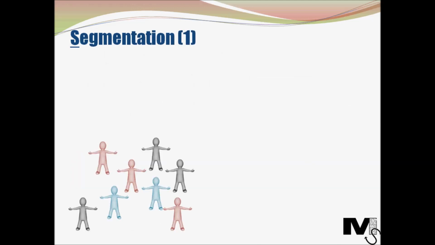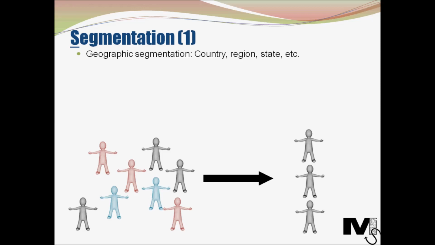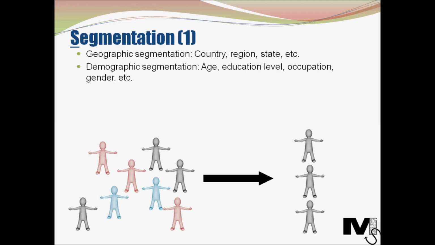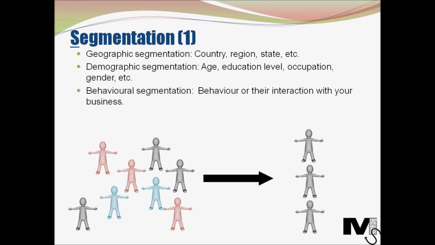Segmentation. Segmenting your marketing is essentially dividing your market into groups of people with common characteristics and needs. The main types or the basis of segmentation are geographic segmentation. This is simply dividing your audiences based on country, region, state, etc. Demographic segmentation. This is simply dividing your audiences based on factors like age, education level, occupation, gender, etc.